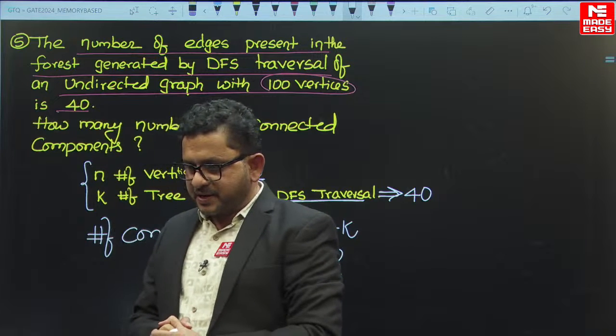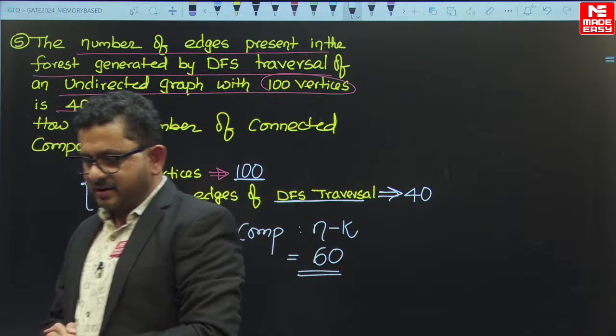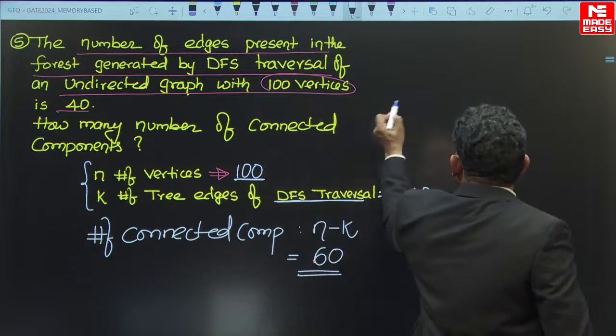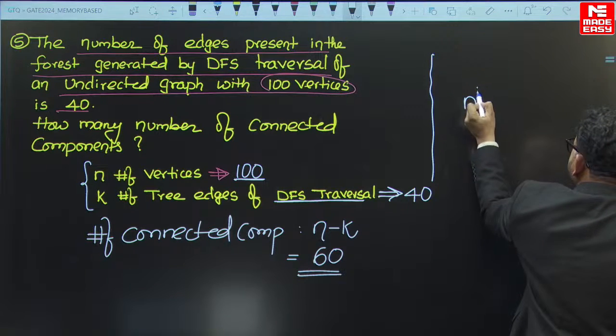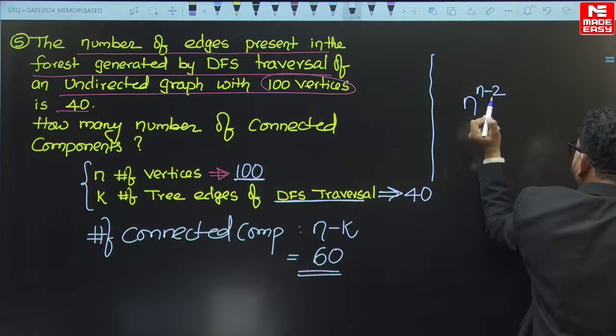4 vertices complete graph, how many spanning trees? 4 vertices complete graph, how many spanning trees? You are saying that one other question, that is a direct formula, n to the power of n minus 2, if that is the case.